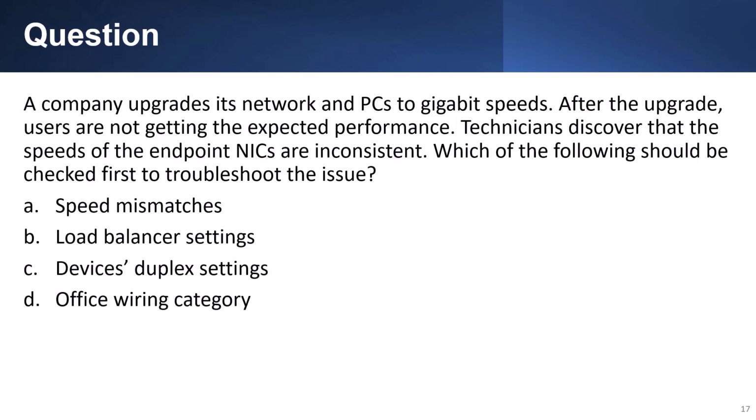Question: the company upgrades its network and PCs to gigabit speeds. After the upgrade, users are not getting the expected performance. Technicians discovered that the speeds of the endpoint NICs are inconsistent. Which of the following should be checked first to troubleshoot the issue? Answer: devices duplex settings.